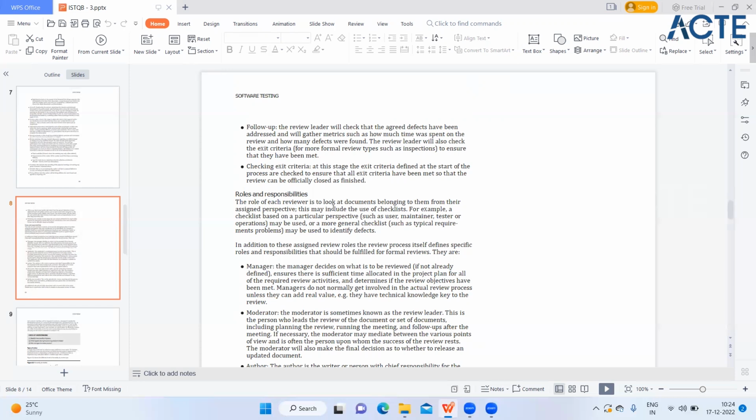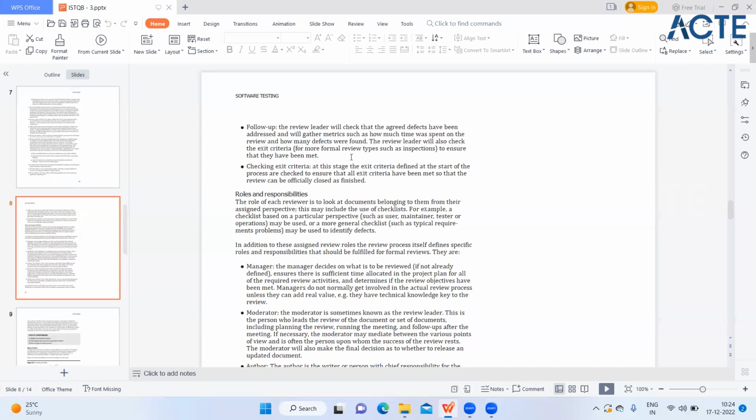Now, follow up. The review leader will check that the agreed defects have been addressed and will gather metrics such as how much time was spent on the review and how many defects were found. So, after everything is done, we have provided the defects, and the author has corrected the defects in the document. Now, what we will do? We will have a kind of follow up meeting. In that follow up meeting, the review leader will check that the agreed defects have been addressed and will gather metrics such as how much time was spent on review and how many defects were found.